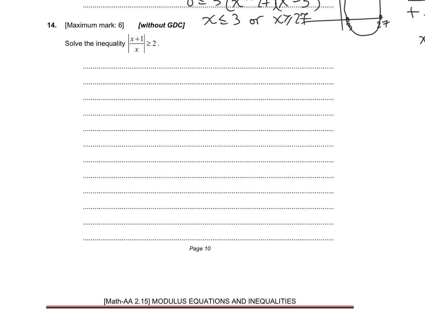Okay, 14, without a graphing calculator. So we can square both sides or do it like I just did it in the previous one. So we're going to have (x squared plus 2x plus 1) over x squared greater than or equal to 4. And since we're multiplying by x squared, it doesn't change the inequality.